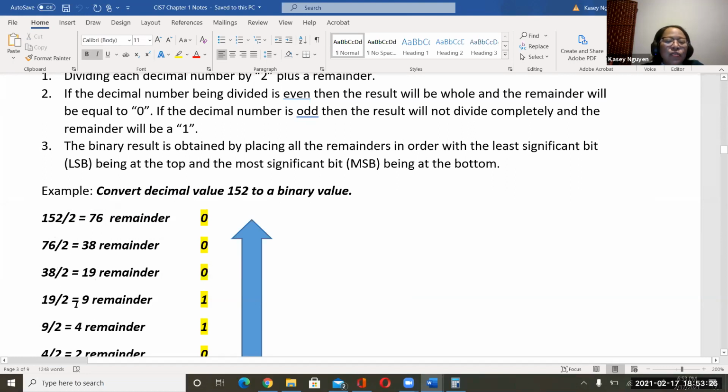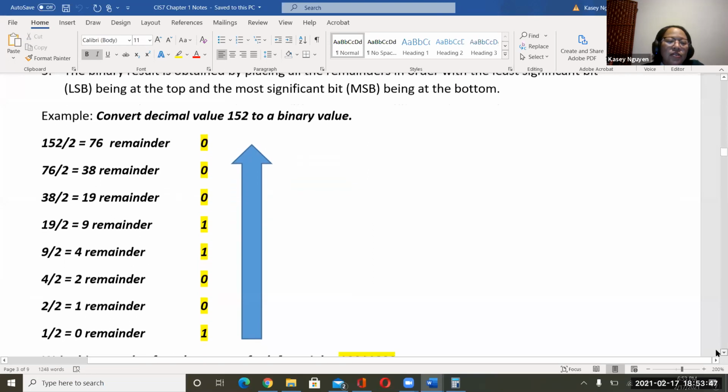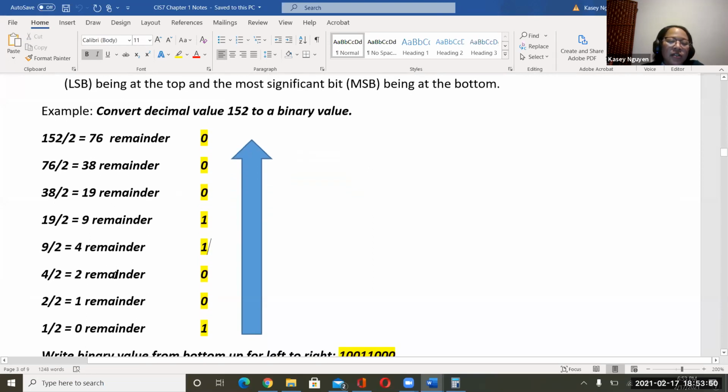19 divided by 2, you get 9 as a quotient with a 1 left over. That's a 1. So when you have a remainder, you put a 1. Then you take 9 divided by 2, that gives you 4 as a quotient with 1 remainder. Again, 1. And you keep going. So we're here at 4. 4 divided by 2 is going to be 2, no remainder. 2 divided by 2 gives you 1, no remainder again because it's an even quotient.